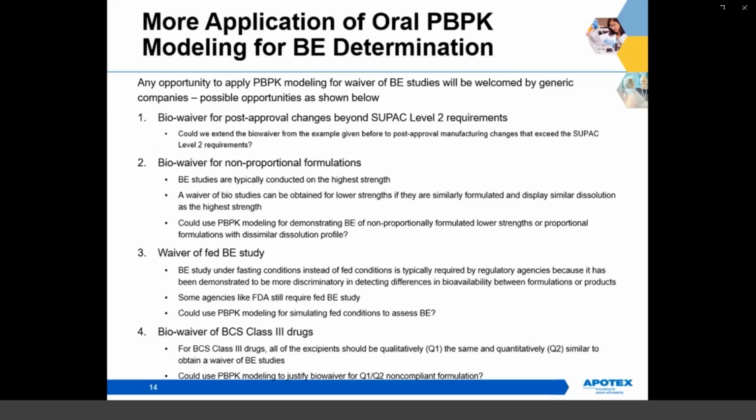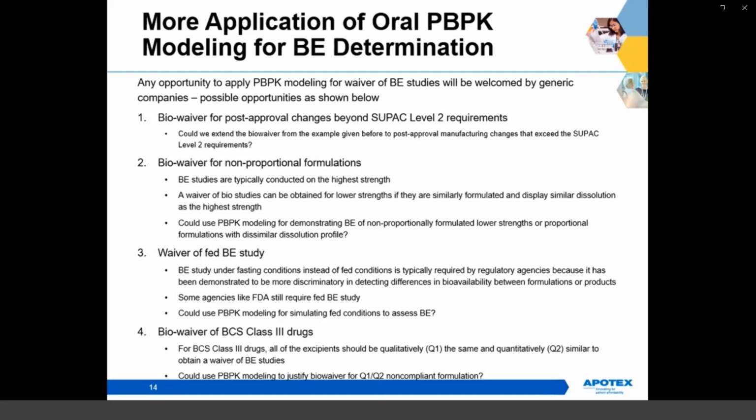The second possible application is for biowaiver for non-proportional formulations. Typically, BE studies are conducted on the highest strength. A waiver of bio studies can be obtained for lower strengths if they are similarly formulated and display similar dissolution as the highest strength. So could we use PBPK modeling for demonstrating BE of non-proportionally formulated lower strength or proportional formulations but with dissimilar dissolution profile?